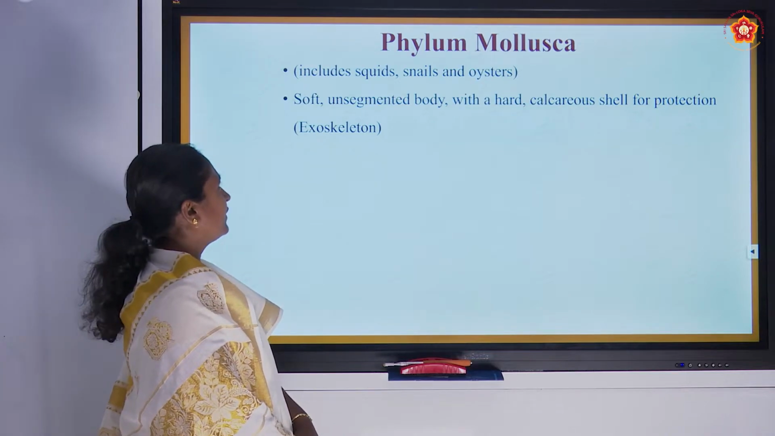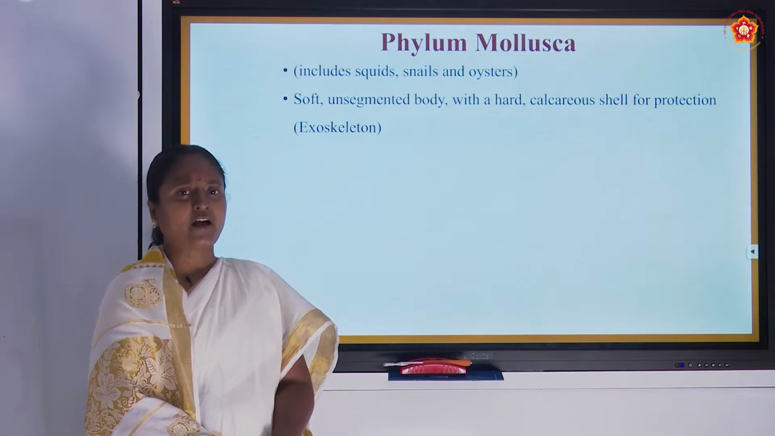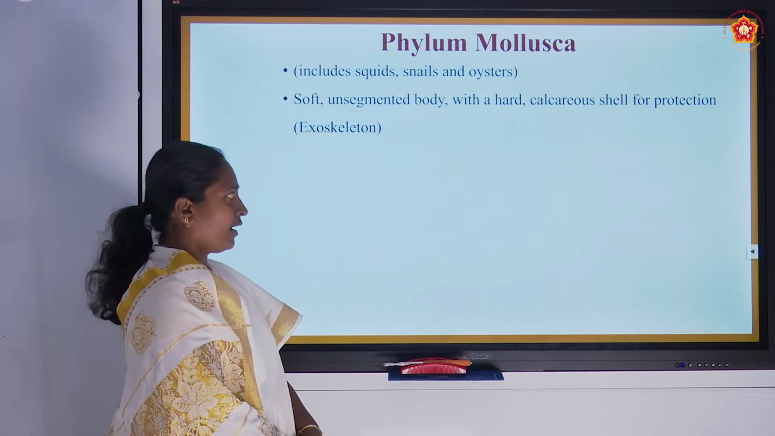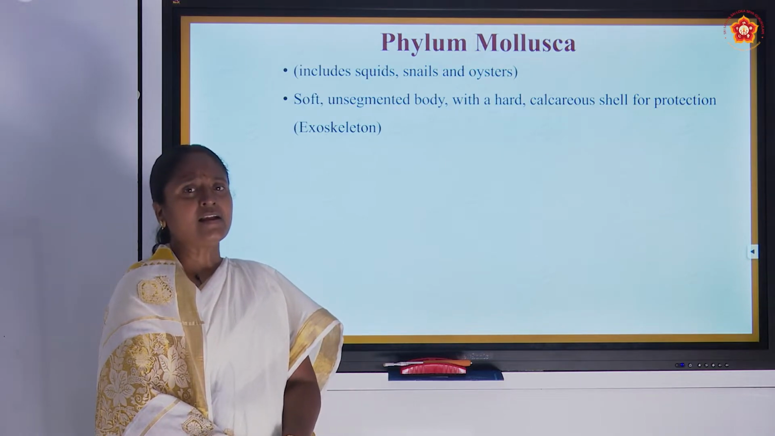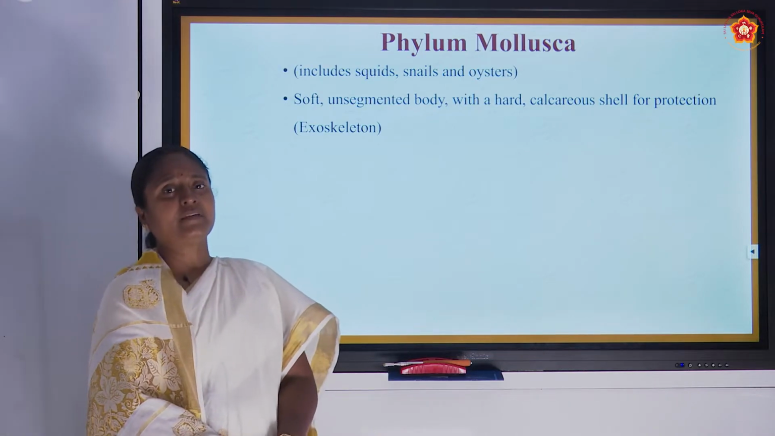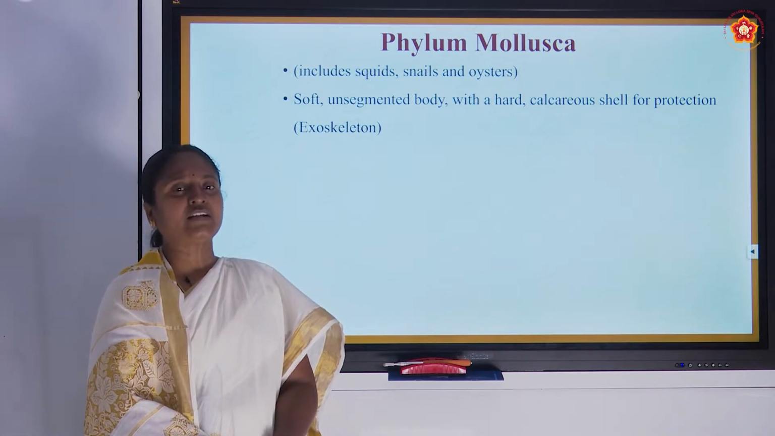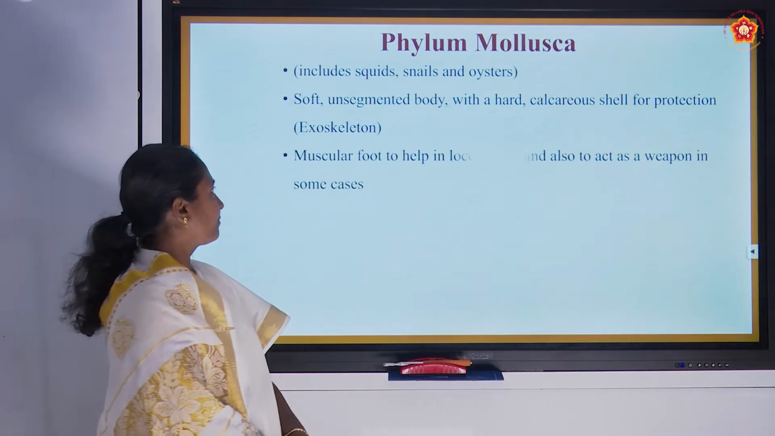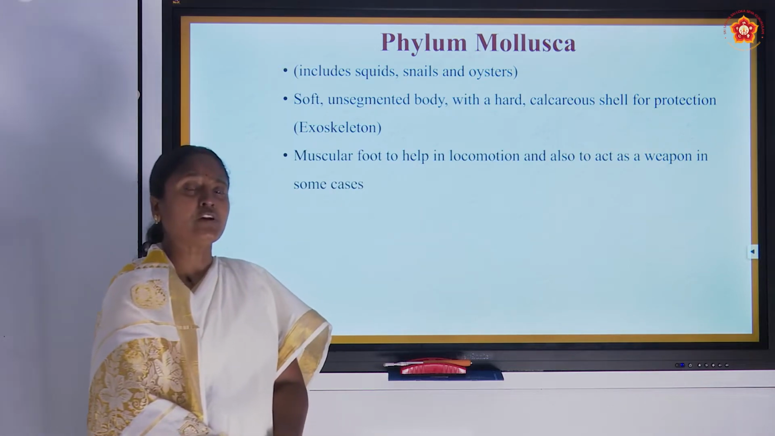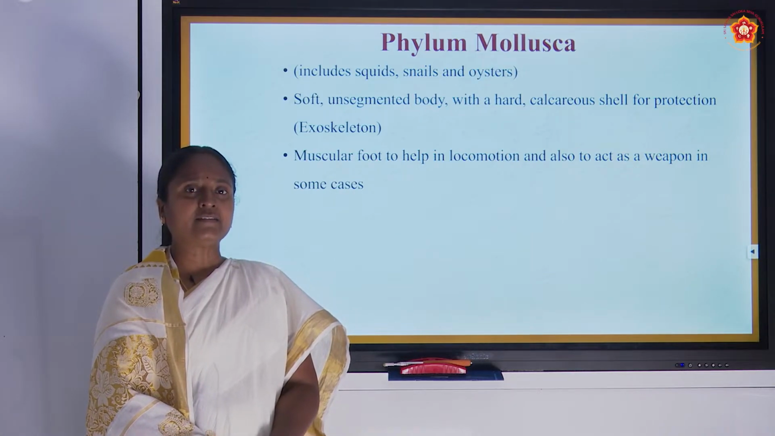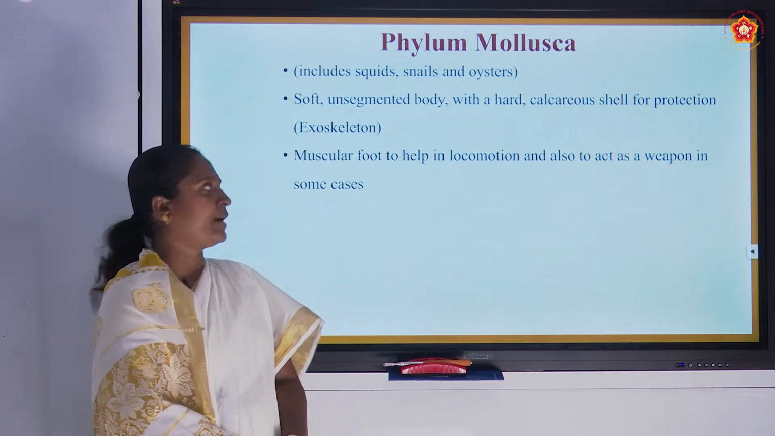The main characteristic feature is the body is extremely soft and unsegmented, and it has a very hard calcareous shell around the body, which is involved in protection. Sometimes it is known as exoskeleton. Outside the body the skeleton is present, hence it is known as exoskeleton. Then they have a muscular foot. That muscular foot is involved in locomotion. With that the organism will be moving around. Sometimes it is involved in the protection of the organism as well.